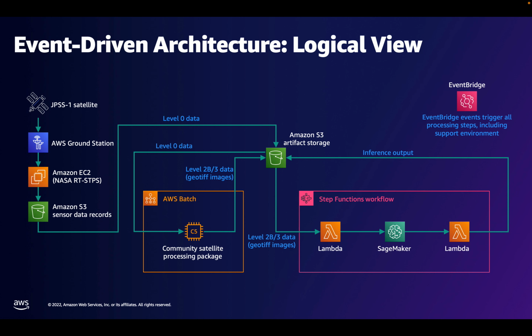This is the logical view of the same architecture we just looked at. On the left side, again, you can see we're producing that level 0 product. We actually deliver it into that S3 bucket in the middle. It then gets processed through that batch job and then the output is delivered back into just a different folder in the same bucket. Okay. And then that triggers the Step Functions workflow that does the machine learning inference. And the output of that also goes back into that same S3 bucket, into a different folder.